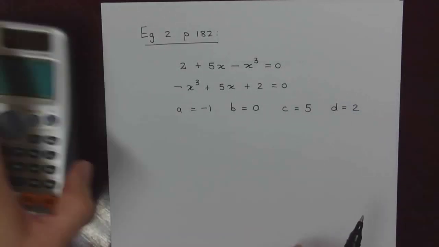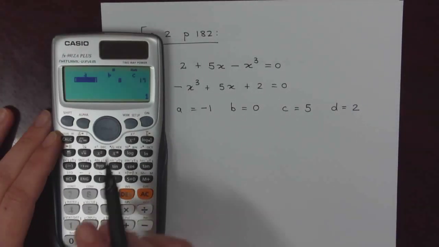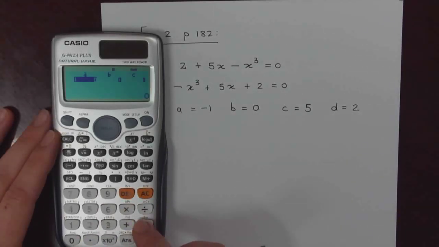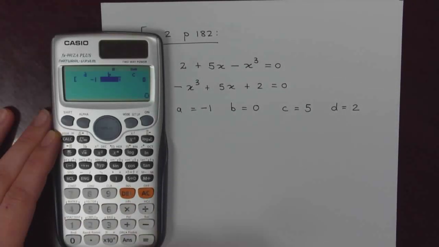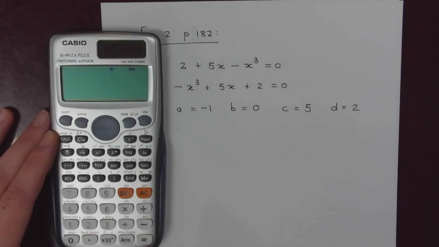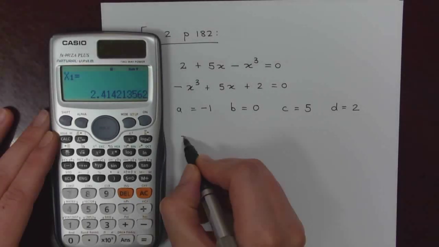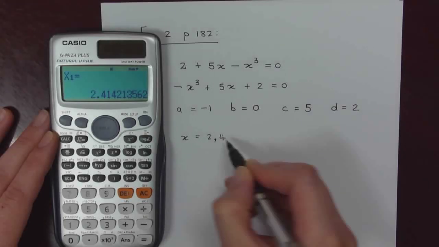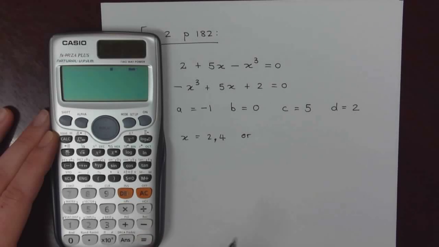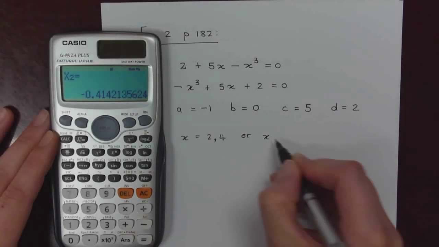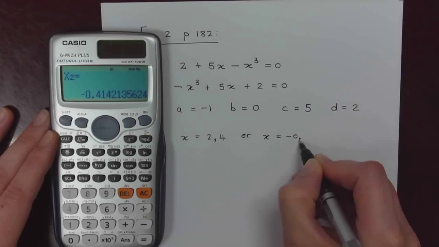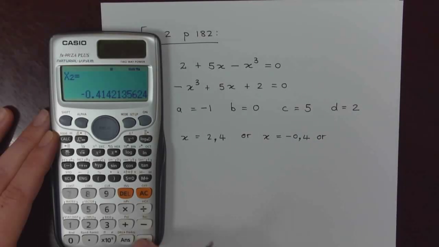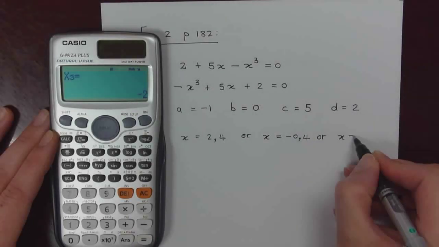And then I can bring back the calculator. And I can say, for this particular equation, a is -1, b is equal to 0, c is equal to 5, and d is equal to 2. Which gives x is equal to 2.4, correct to 1 decimal place, or x is equal to -0.4, or x is equal to -2.